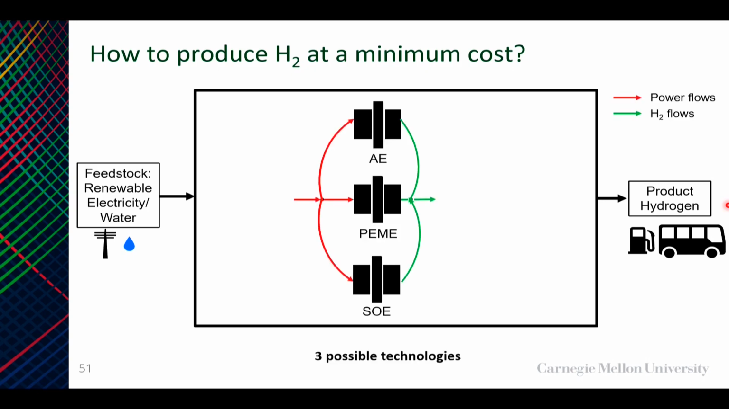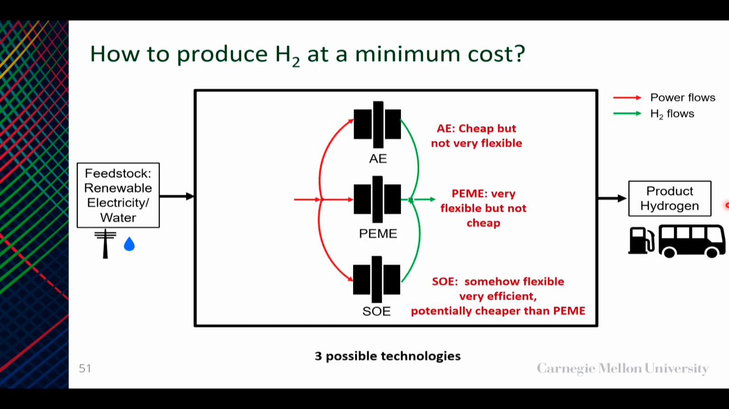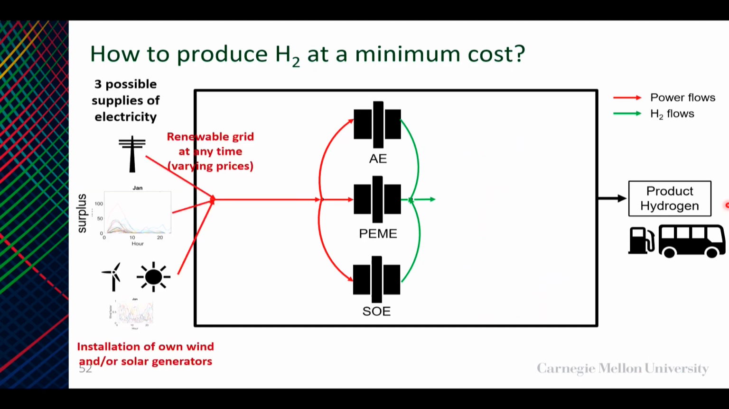There are 3 possible electrolyzer technologies. We have alkaline electrolyzers, which is an old technology that is cheap right now, but it's not very flexible. And it will become clearer later why we need the flexibility. Then we have the star right now of electrolyzers, the polymer electrolyte proton exchange membrane electrolyzers, which are very flexible but are not cheap. And then we have a newer technology in the market, which is the solid oxide electrolyzer, which is somewhat flexible, very efficient, and potentially cheaper than PEM. So that's on the technology side.